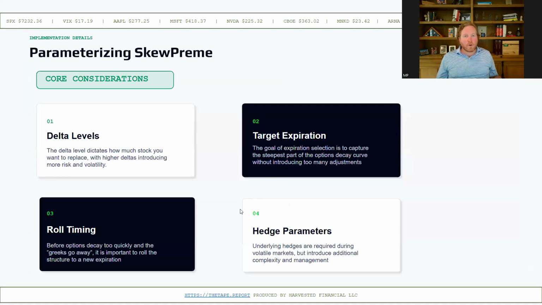So as we think about parameterizing the SkewPremium strategy, we want to think about that delta level. We want to think about where we set those or how much of our portfolio we want to replace with stock. Is it 20%? Maybe we'd sell a 10 delta put and buy a 10 delta call. 30%, 15 and 15. And so we generally keep those deltas even. But of course, as we increase that delta number, it's going to be a choppier experience.